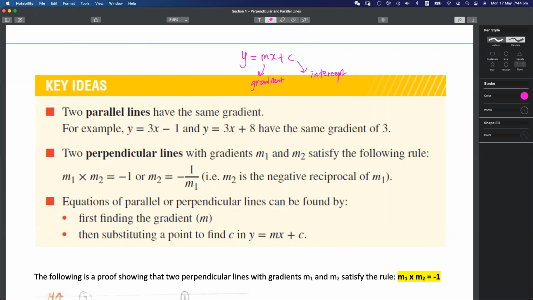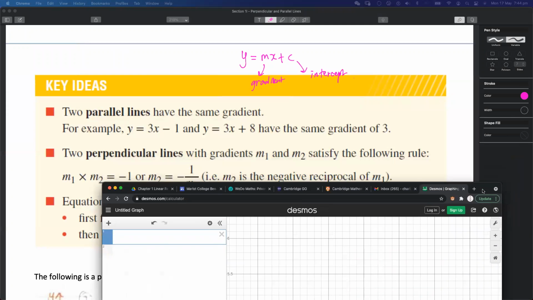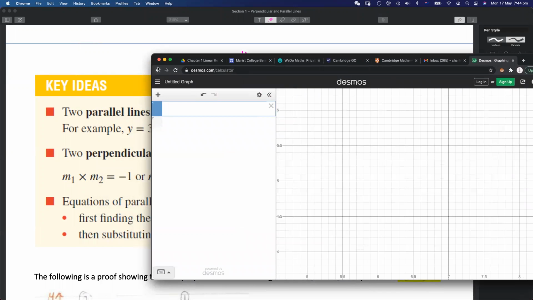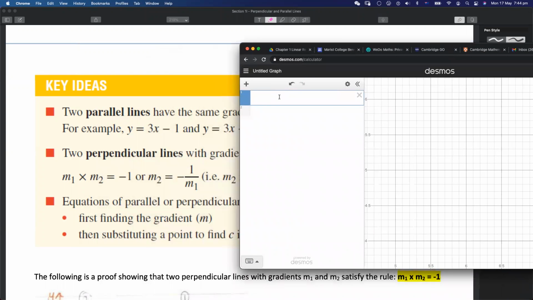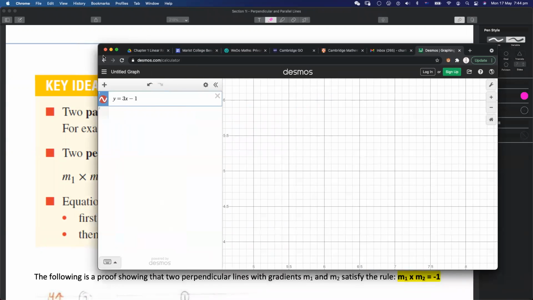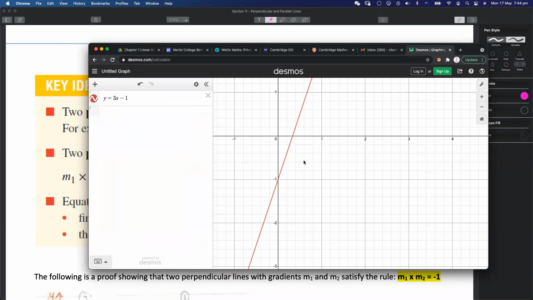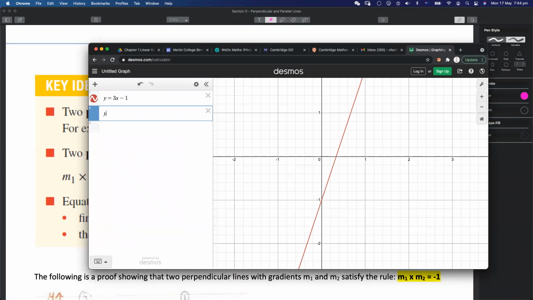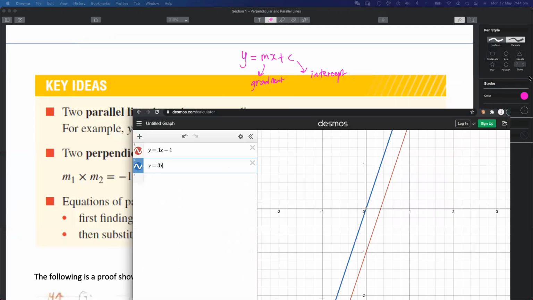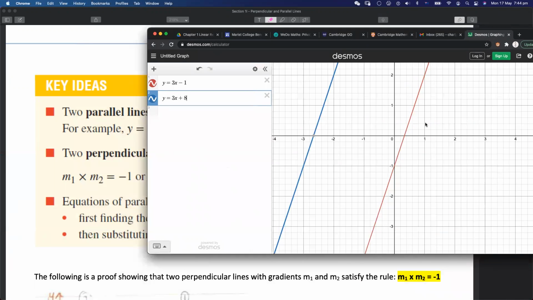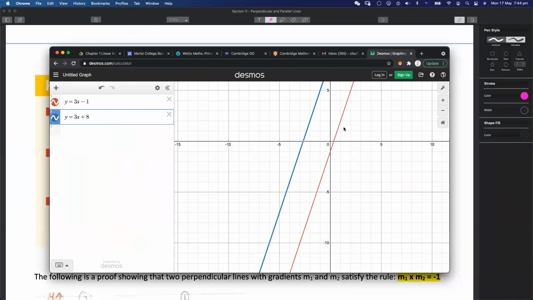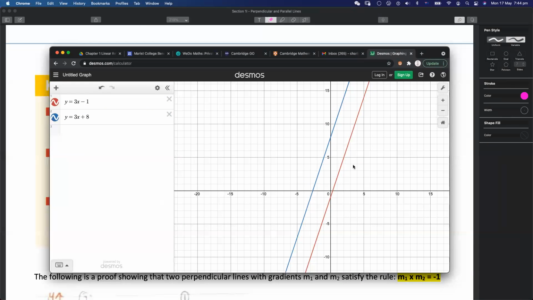I'm going to use a graphing tool to show you how it looks. We have our first equation, y is equal to 3x minus 1, and you're going to see a straight line like this. And we have our second equation, y is equal to 3x plus 8, the blue line. You can see they are parallel because they have the same gradient.